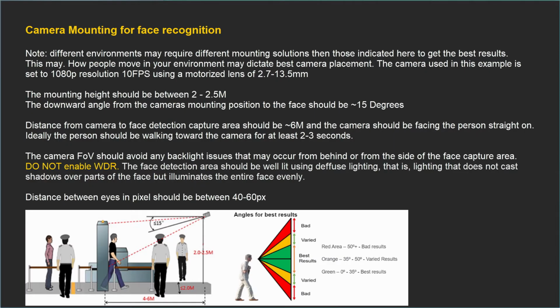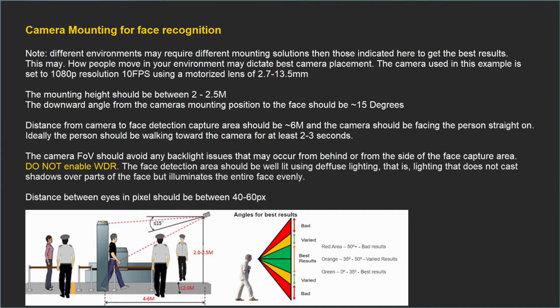Now for the camera mounting, obviously I'm going to use the example that we get good results from in most circumstances, but different environments may require different mounting solutions. So the camera that we're using here is a 1080p camera, where it's set to a 1080p resolution at 10 frames per second. We're using a varifocal lens, so it's a motorized lens going from 2.7 to 13.5 mil.